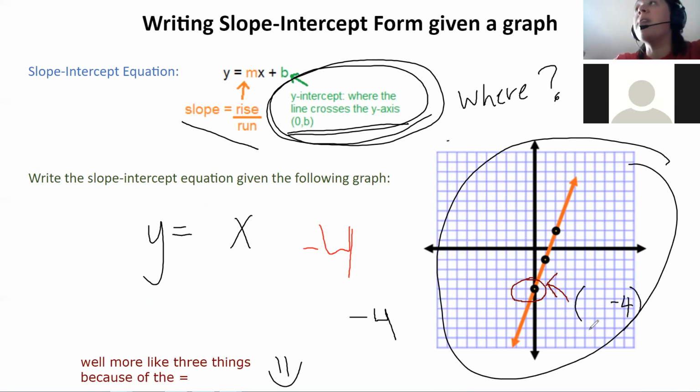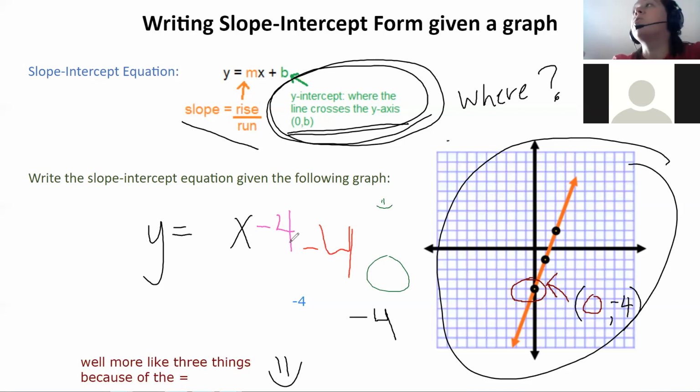And whenever you have an intercept, what is that x value going to be? Because remember, every coordinate point has an x and a y. Yep, it's 0. Very, very good. So the y-intercept is at 0, -4. So that means at the end of my equation, I'm going to write -4. Perfect. Now I have to worry about that slope.